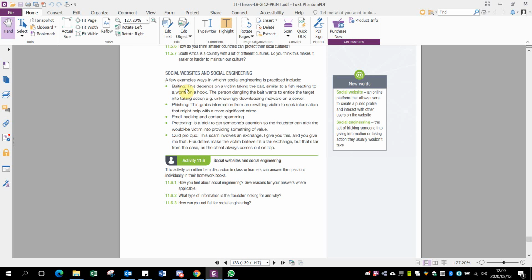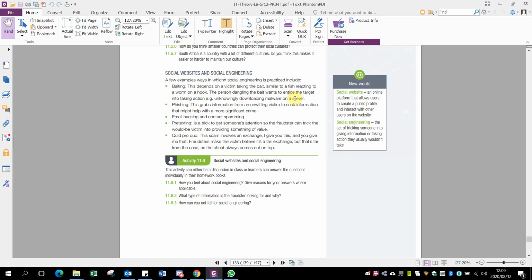Social websites and social engineering. A few ways in which social engineering is practiced. So, either baiting, this depends on a victim taking the bait, similar to a fish reacting to a worm on a hook. The person dangling the bait wants to entice the target into taking action, unknowingly downloading malware on a server.